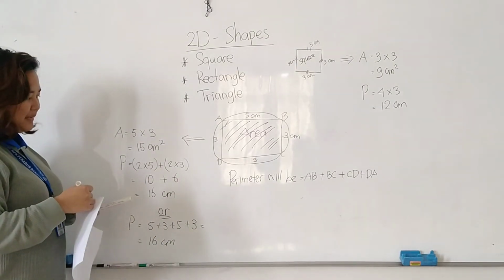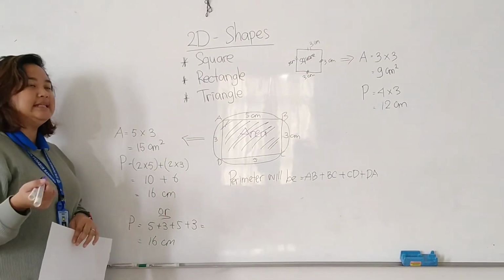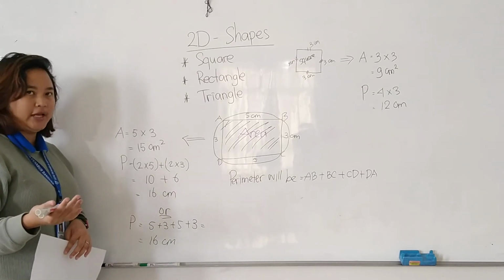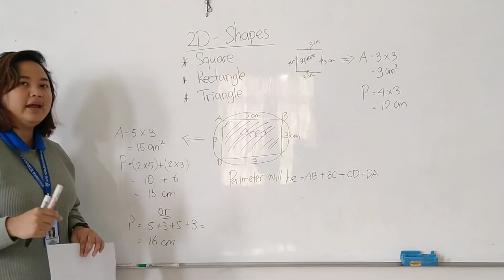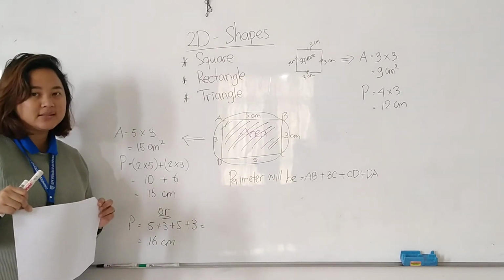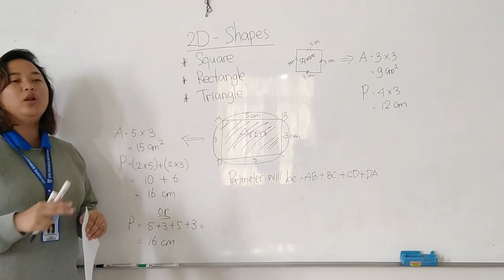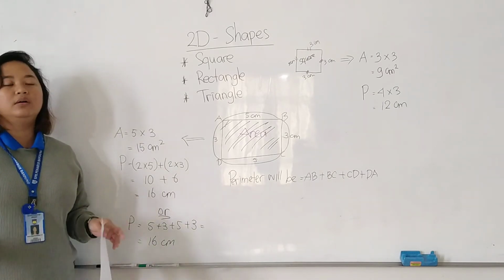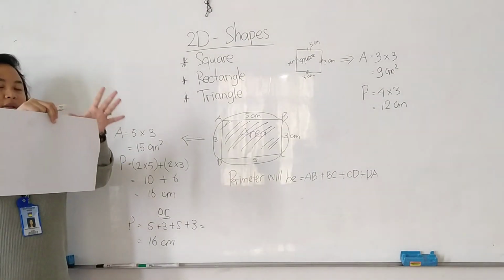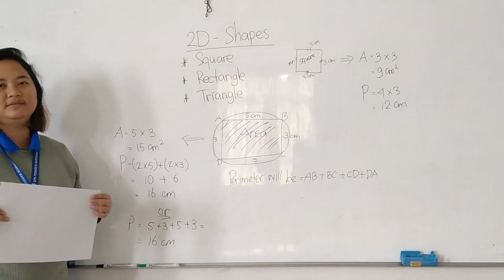I think that's all. I tried to explain in general what the difference is between the area and the perimeter. Remember, area is always related to how big the shape is, but the perimeter is how long. How long the line, how long the rope, or how long the border is, like how long the boundaries of the shape itself.